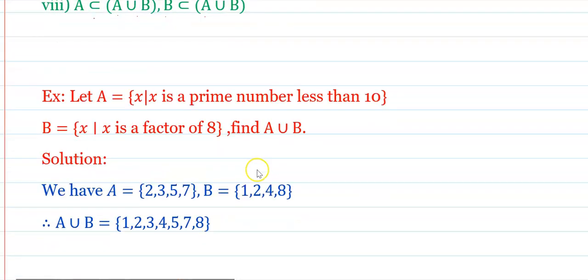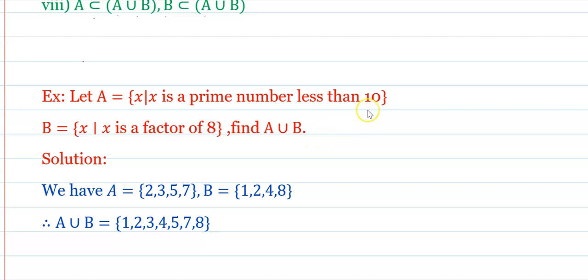Okay. Now some examples. Let A = {x : x is a prime number less than 10}, B = {x : x is a factor of 8}. Then find A union B.